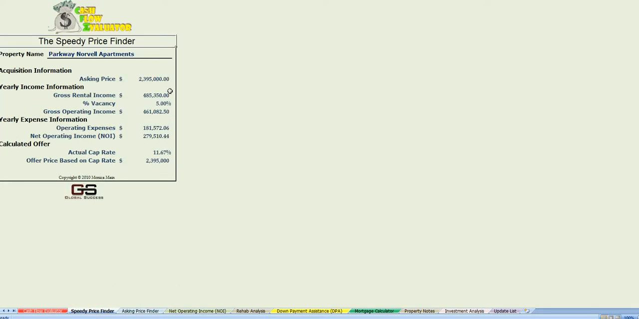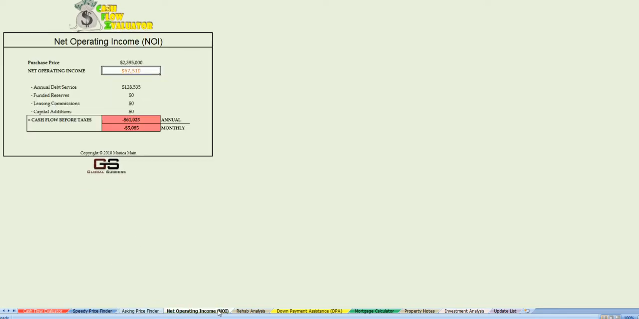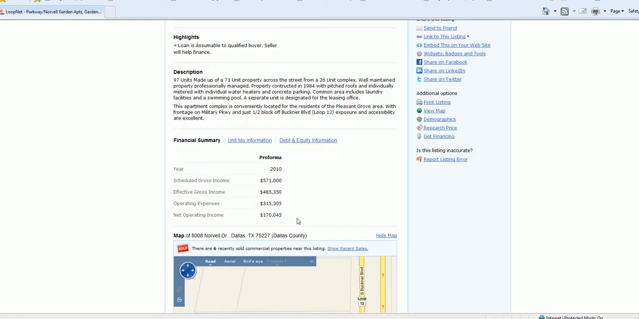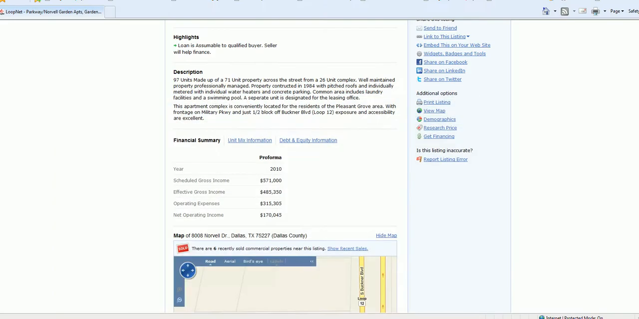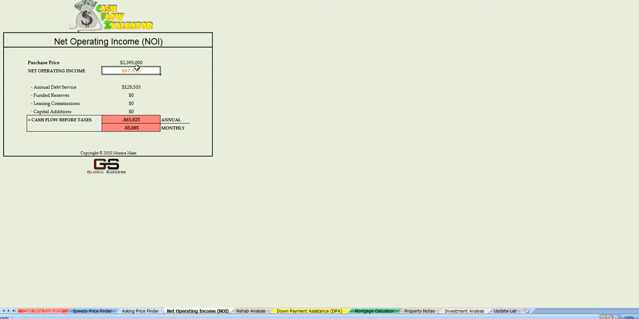So we have a speedy price finder, which gives you the breakdown, including your cap rate. And then we also have what's called the net operating income. Now this is the trick here, because a lot of times when you're dealing with these properties that are listed on Loopnet, you're only going to have this one single number and nothing else. And so this new cash flow evaluator allows you to plug in the single number, having no other information, except for, of course, your asking price. So you can plug this in, 170, I think it was, let's see, 170,045. So let's go ahead and plug this in. 170,045.